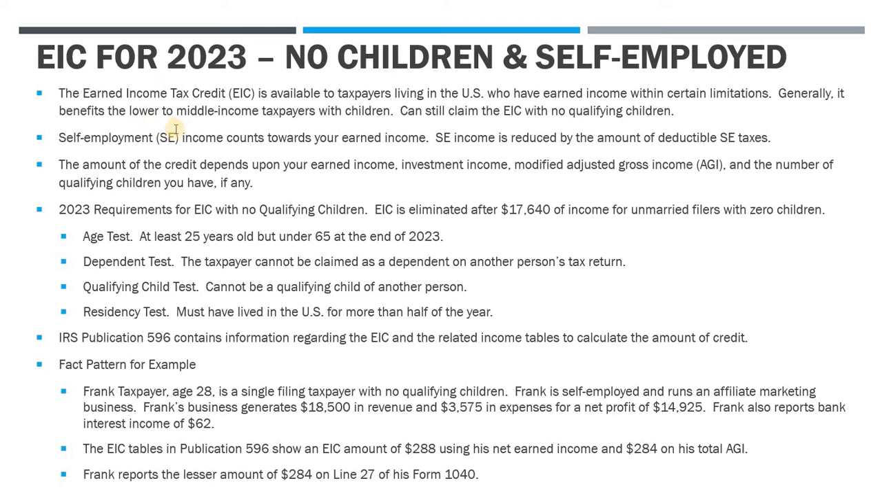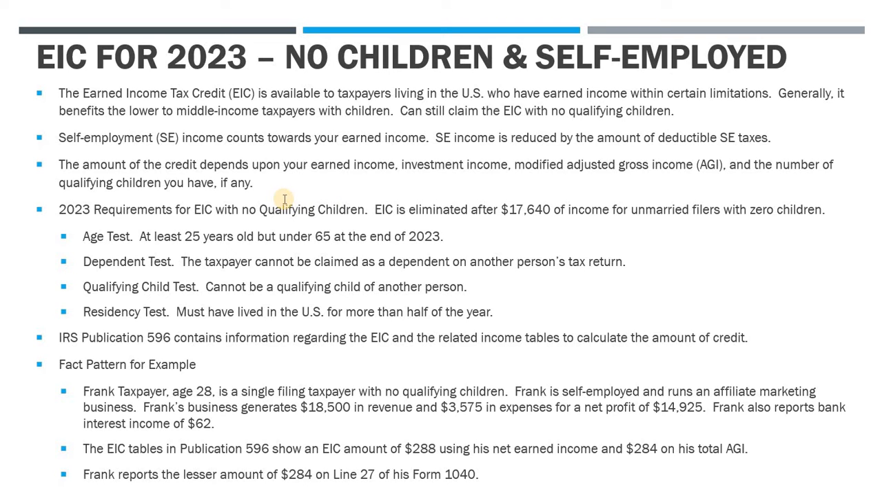So generally when we think about the earned income credit, it's going to be available to taxpayers that are living and working in the U.S. and they have earned income. Now, there's obviously limitations that come into play there, but generally speaking, what we see is it's going to mostly benefit the lower to middle income taxpayers and those that have children. Now, if you have no dependents, right, so if you have no children, you can still claim the earned income credit, but your income has to be much lower.